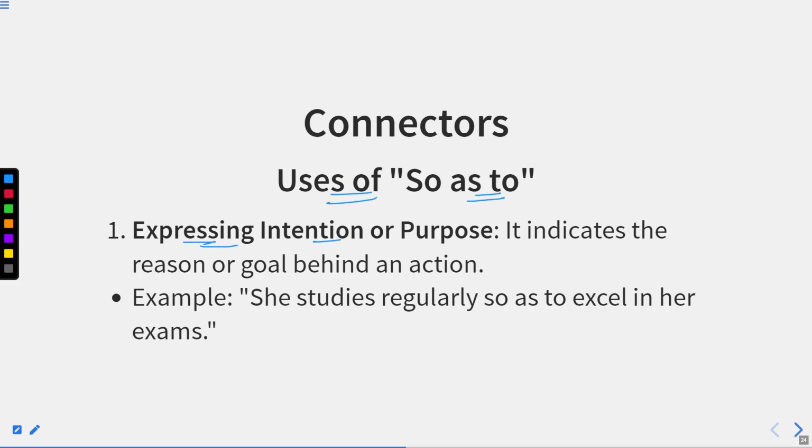First of all, it expresses intention or purpose. Simple. It indicates the reason or goal behind an action. She studies regularly so as to excel in her exams. Okay. So what is her purpose behind studying regularly? Just because she wanted to excel in her exams. It means she wanted to be a topper, or she wanted to do well in her exams.